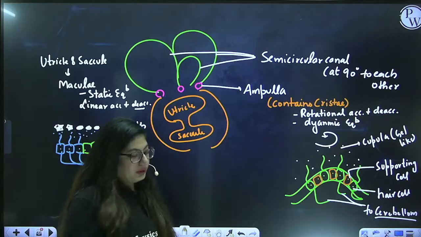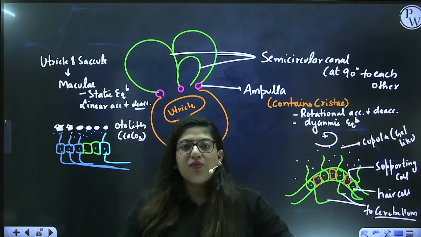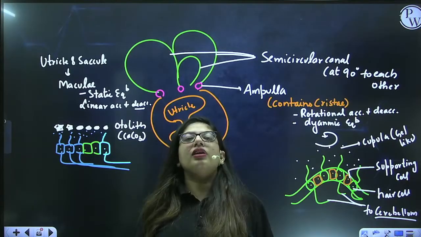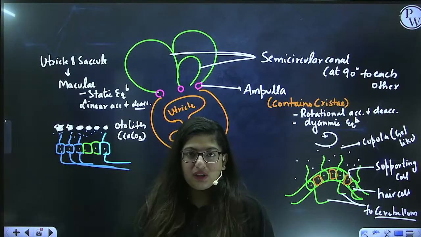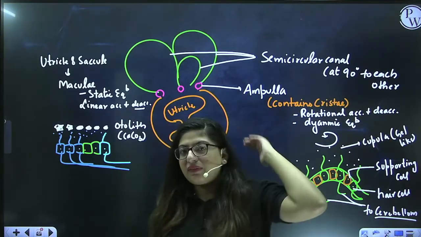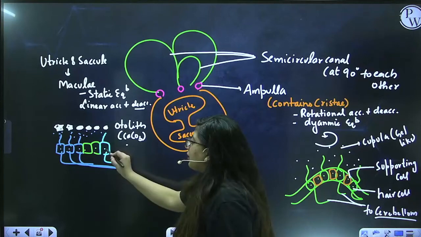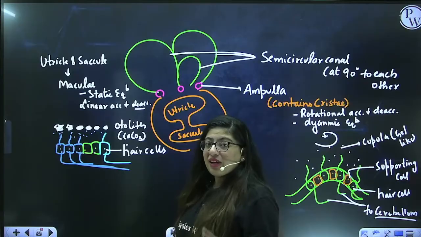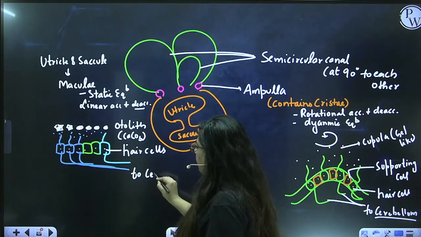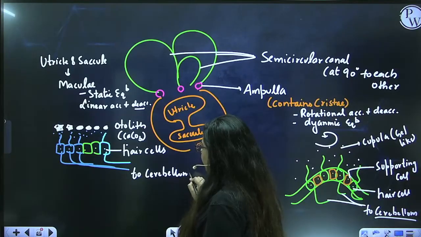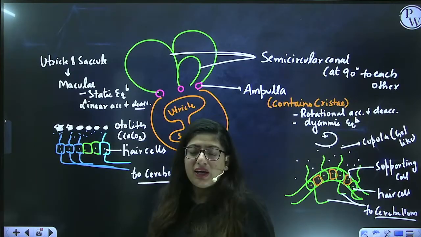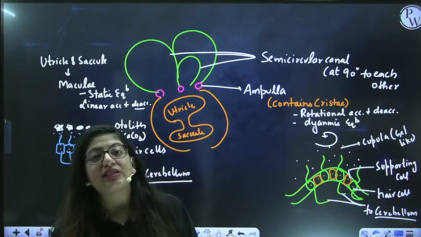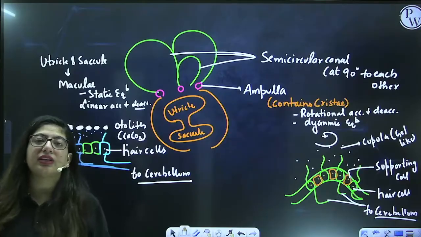For example, you are sitting in a car and suddenly someone pushes the brake, so you move your head forward. At this point, your otoliths move and rub around the hair cells. Everything is related to the rubbing of hair cells. Then an action potential is produced, and the cells send information to the cerebellum, which causes muscular activity and brings you back to your position. This is how equilibrium and balance are maintained with the help of these organs.